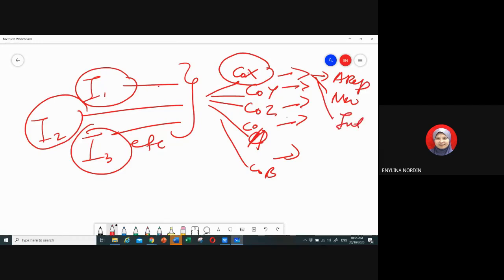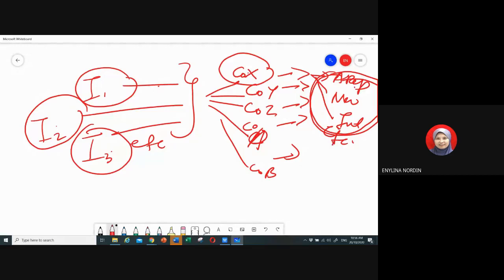And then what about investor 2? If investor 2 studies company X, these investors also refer to the same sources of information. Investor 3 also refers to the same sources of information, like the annual report and so on. So they are using the same information to study the company.